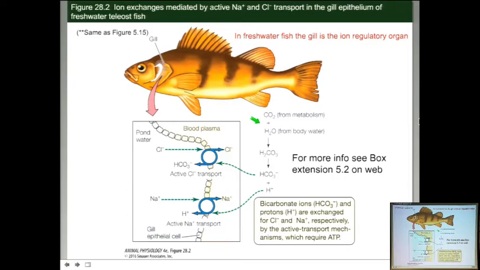And again, there's an enhanced explanation of this figure if you go back to Box Extension 5.2. And the important summarizing point here, just as we said the kidney was the organ for volume regulation: in freshwater fish, the gill is the ion regulatory organ.